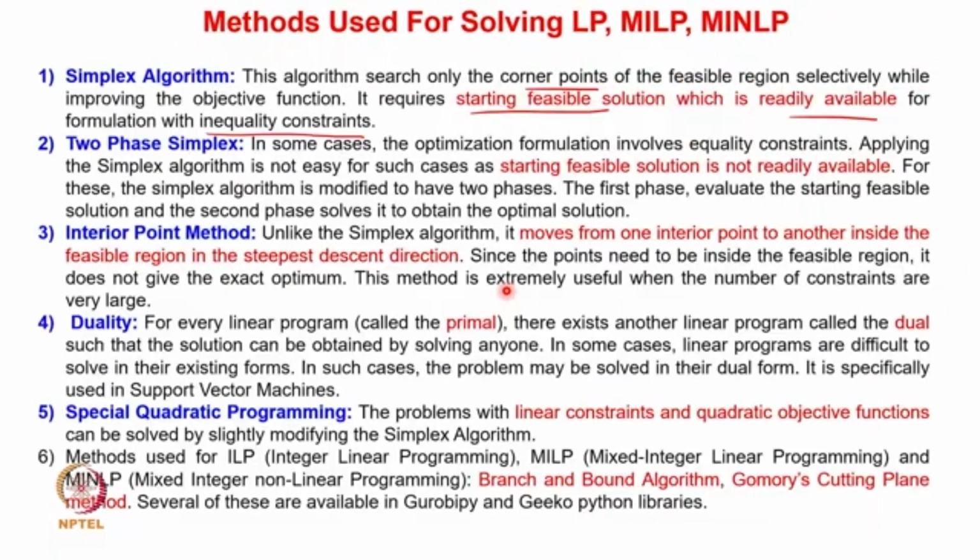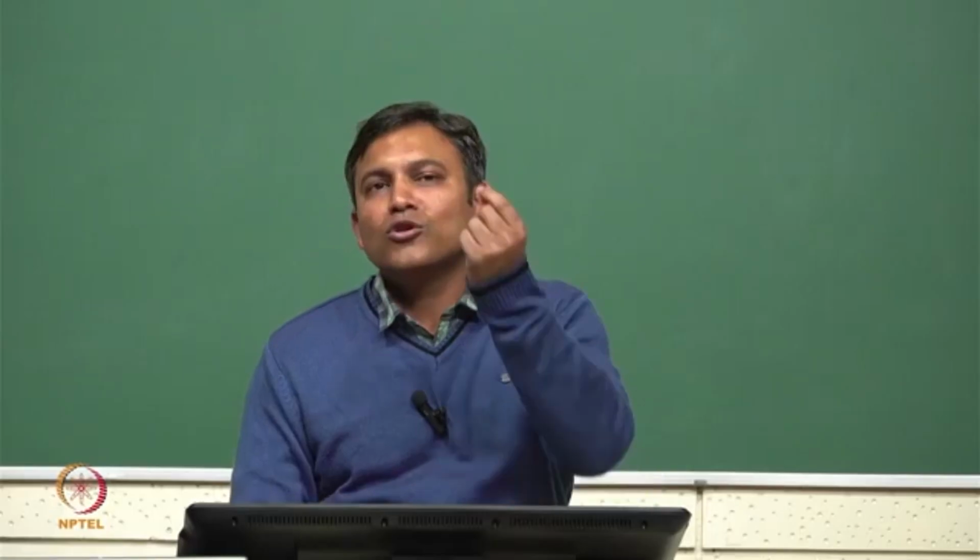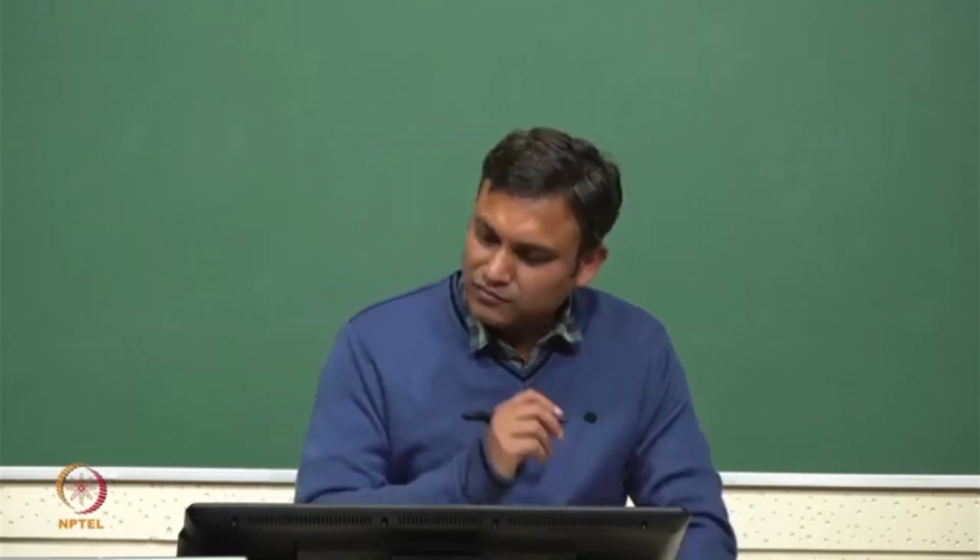And you can see that in the interior point method, you will not get the exact optimum solution. You will be approaching the optimum solution primarily because it moves from the interior of the feasible region. Unlike that, in the simplex method, you move from corner point to corner point. So therefore, you get the exact optimum solution.